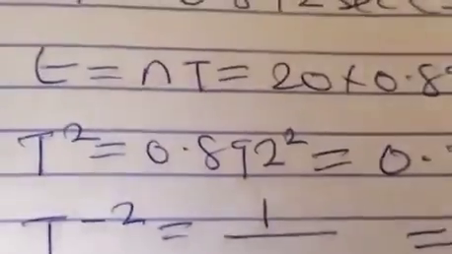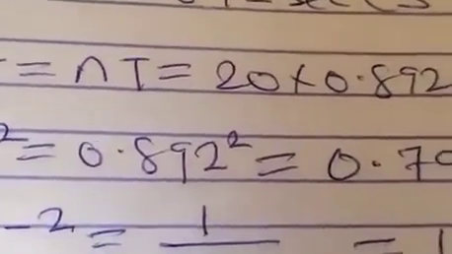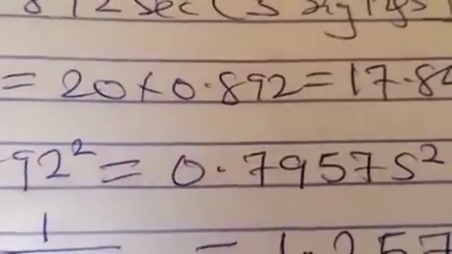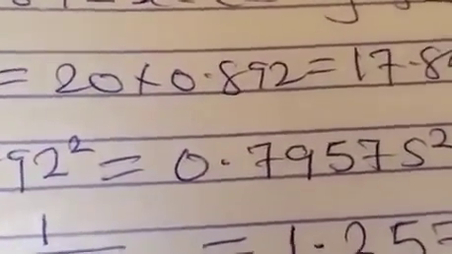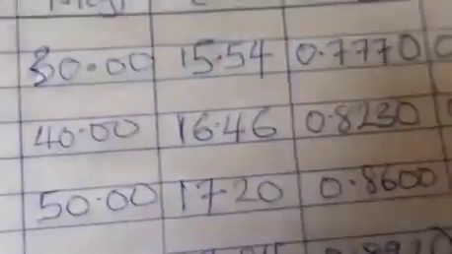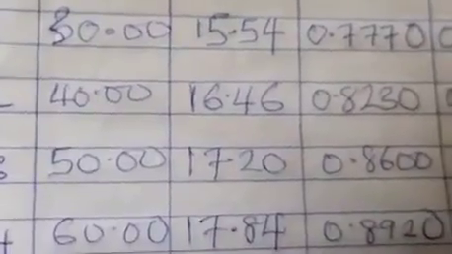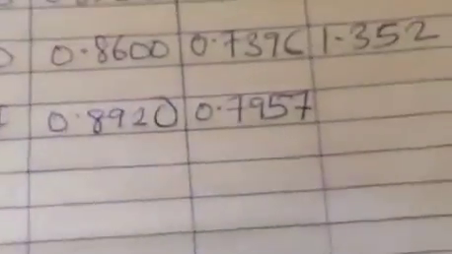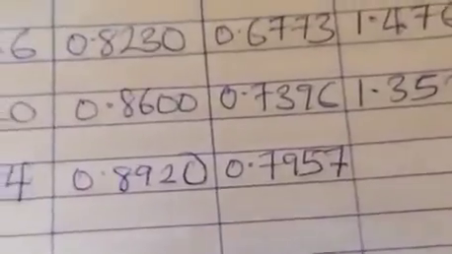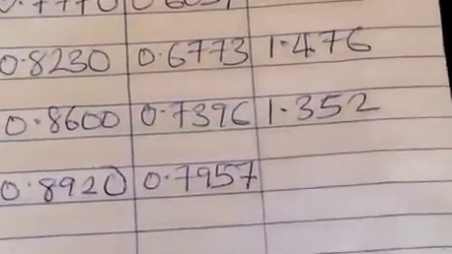We'll now go to period squared. We'll have to square the period. So period squared is 0.892 squared. That gives us 0.7957, recorded on the sheet.